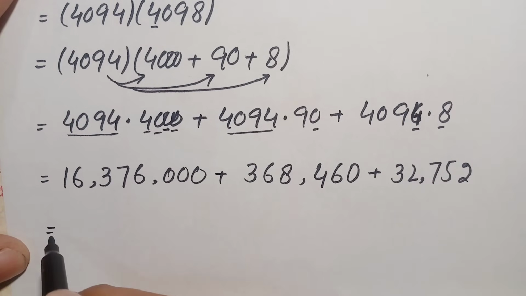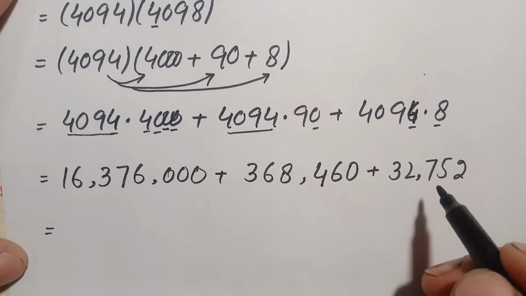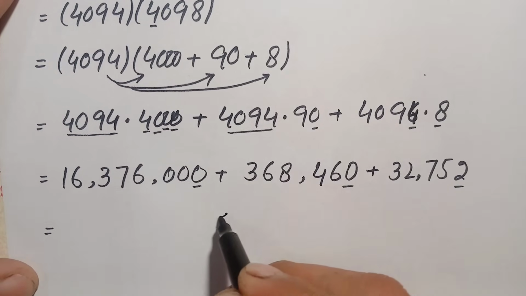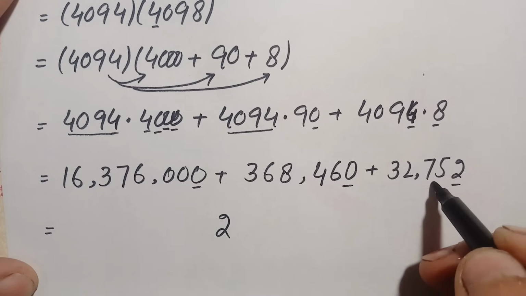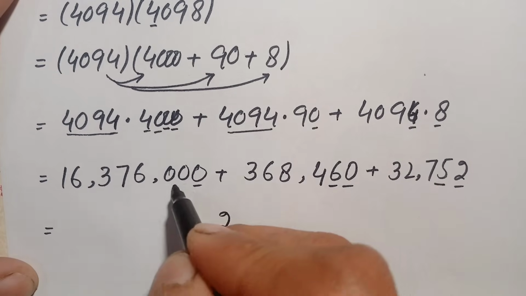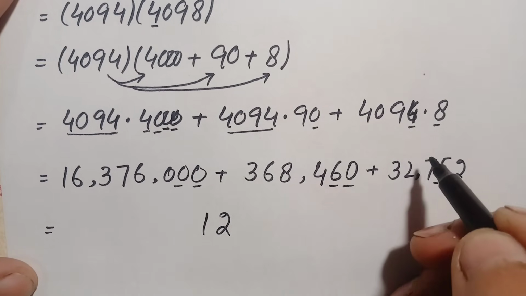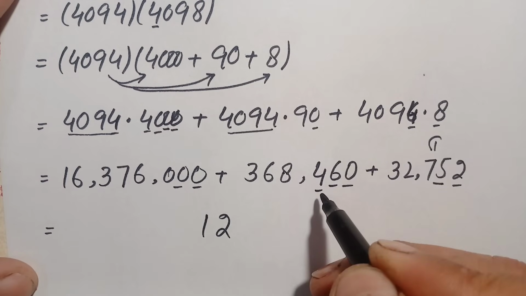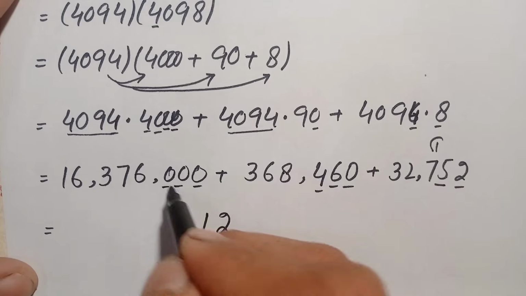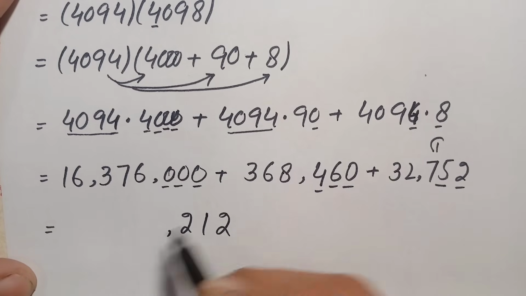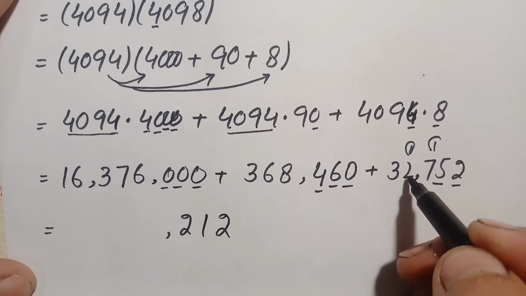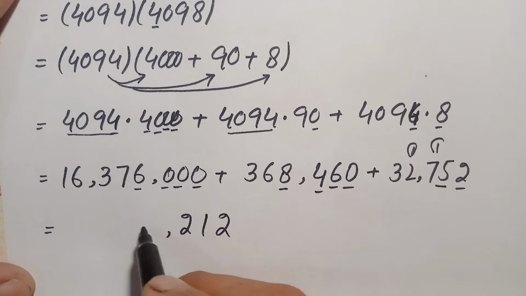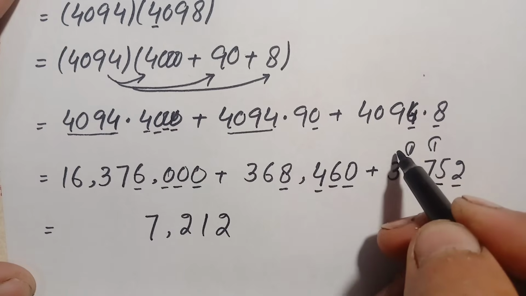Now to add these three numbers, we will start from the ones position. So 2 plus 0 is 2. So this is simply 2. Next is 5. So 5 plus 6 is 11. 11 plus 0 is 11. So 1 will be carried to the next digit. Next is 7. So 7 plus 1 is 8. 8 plus 4 is 12. 12 plus 0 is 12. So 2 will be carried to the next digit. Next is 2. 2 plus 1 is 3. 3 plus 8 is 11. 11 plus 6 is 17. So 7, 1 will be carried to the next digit.